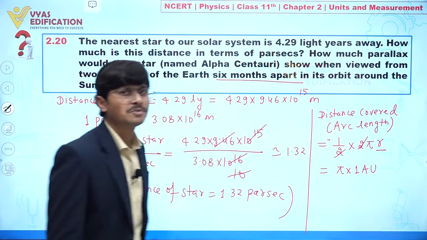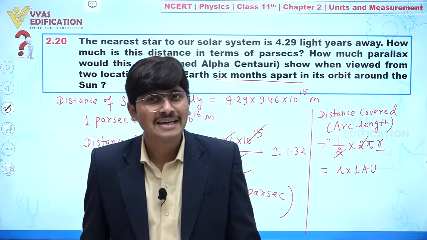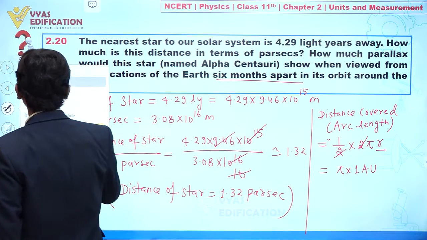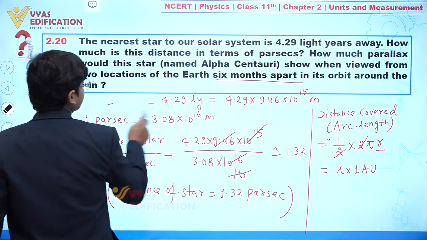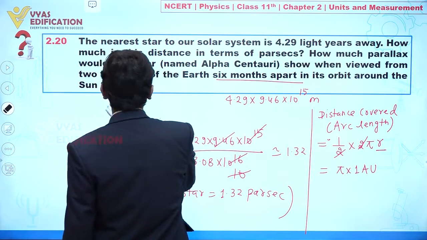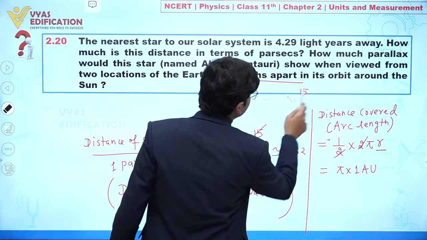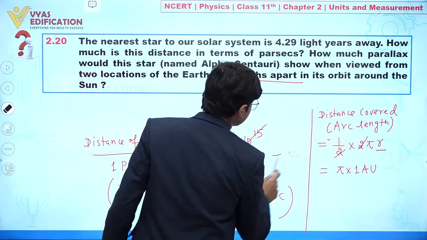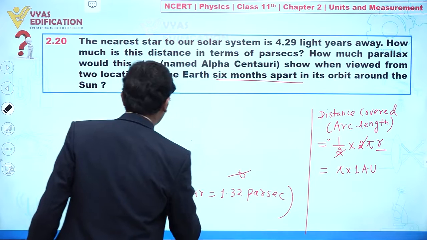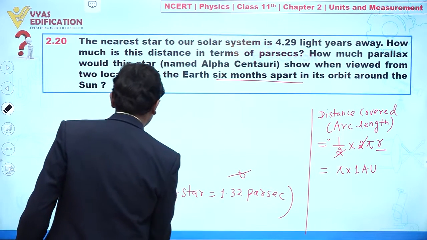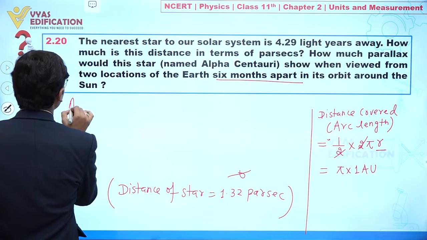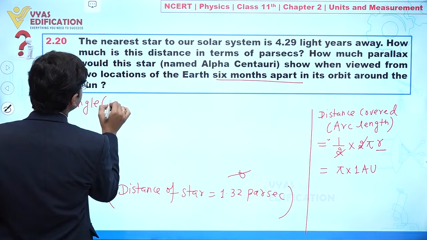Now what is our objective? Our objective here is to calculate parallax. Parallax means we have to find the angle, so we can write it like this: angle subtended. Our objective here is to find the angle subtended. So the angle subtended is equal to what? This angle you will find in seconds.